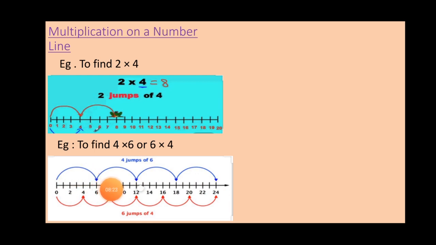Then on taking the second jump of 6 units, we will reach the point 12. Then the third jump of 6 units will take us to the point 18, and the fourth jump of 6 units will take us to the point 24. In the same way you can do for the alternative way also.